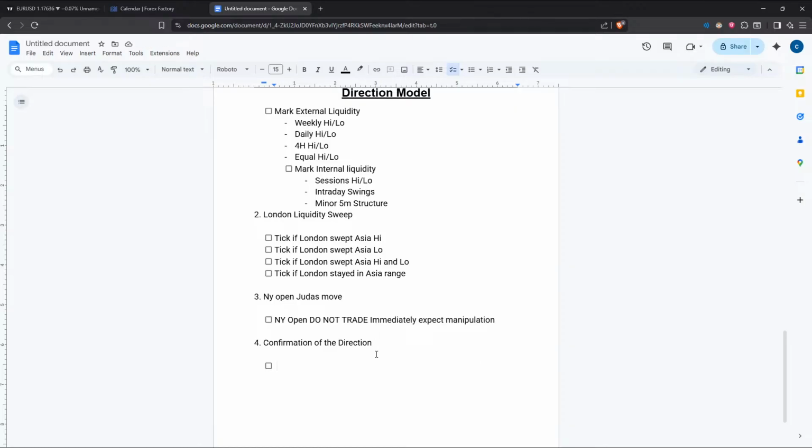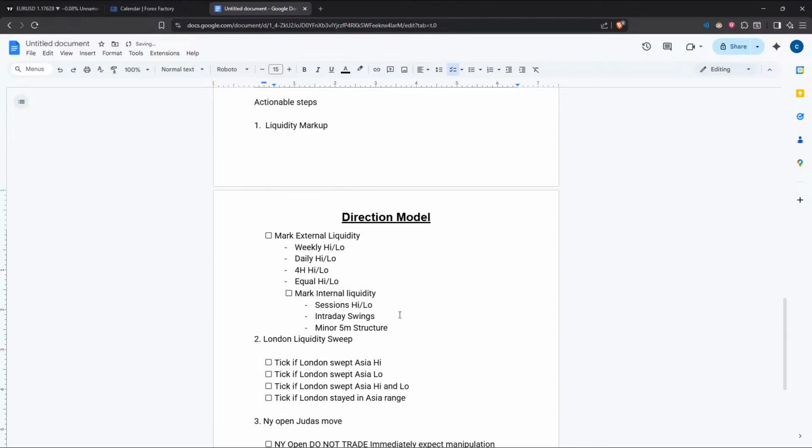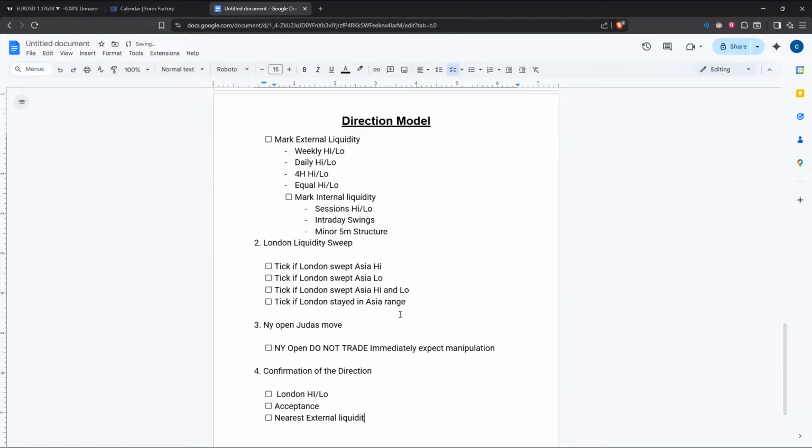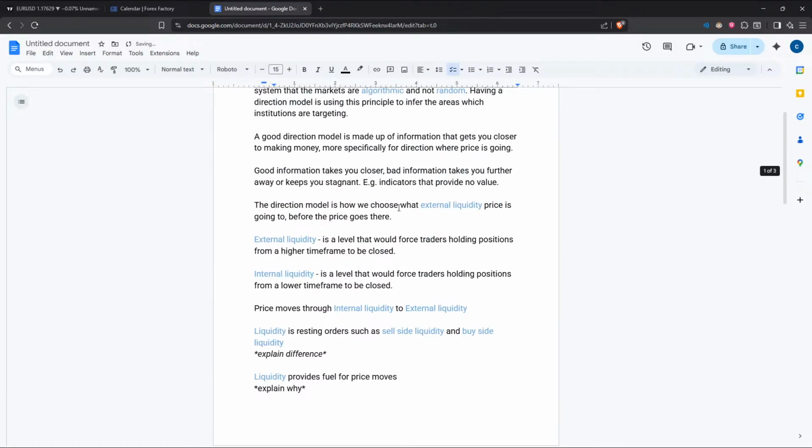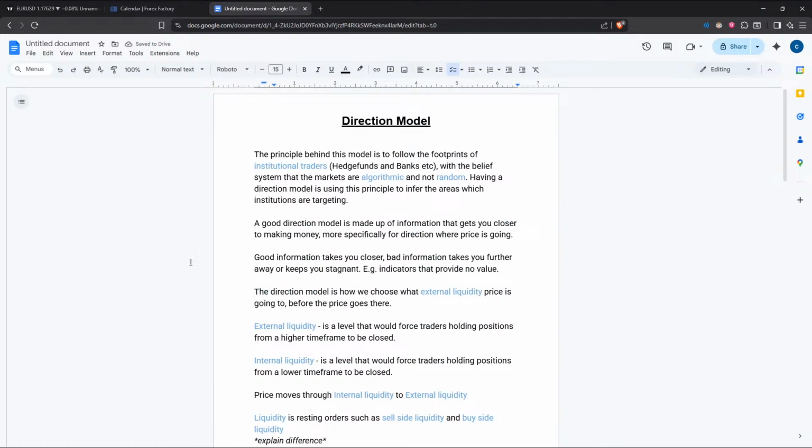So we need dealing range, or London high low. We need to know that, and then we need acceptance, and then its nearest external liquidity. Okay, so this is the structure of the document. We are not finished yet at all, but I think we've done a good start.